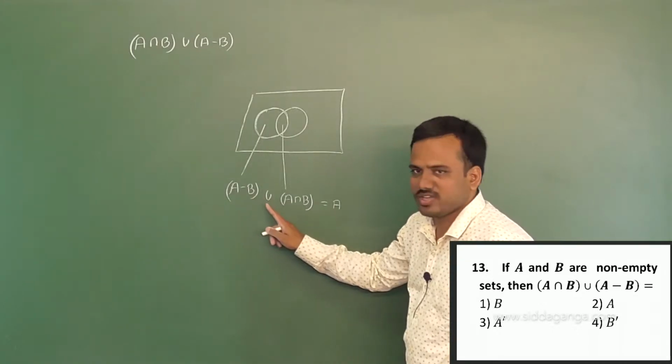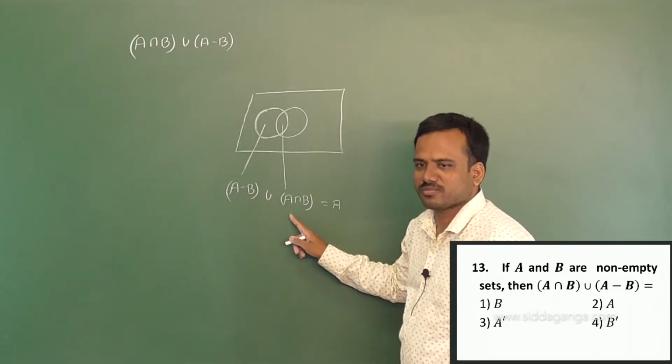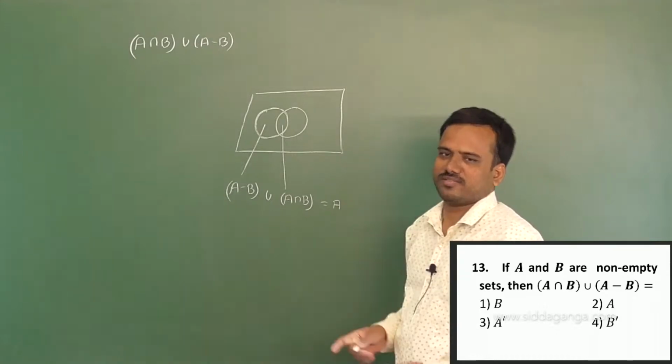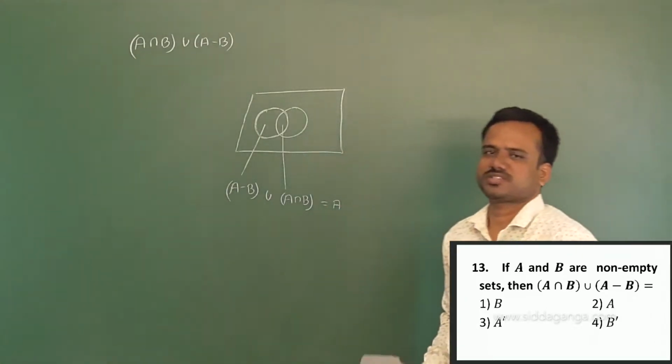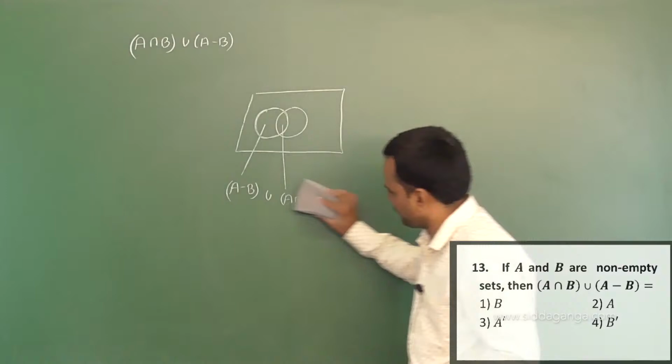So A minus B union A intersection B is always equal to what? A. For this question, the option is the second one. Next question.